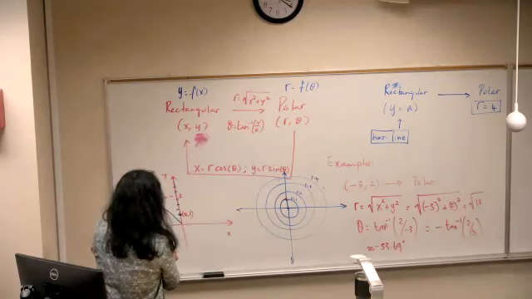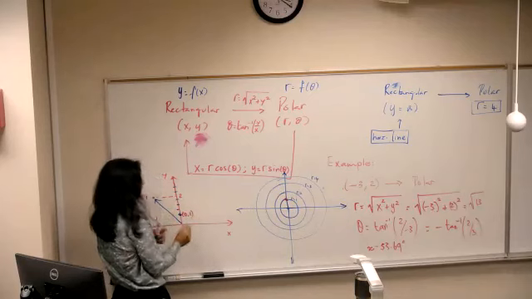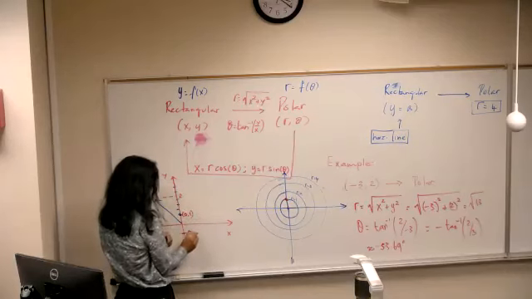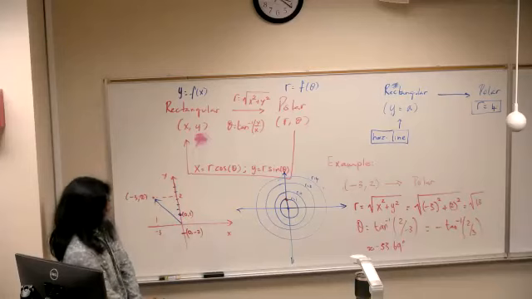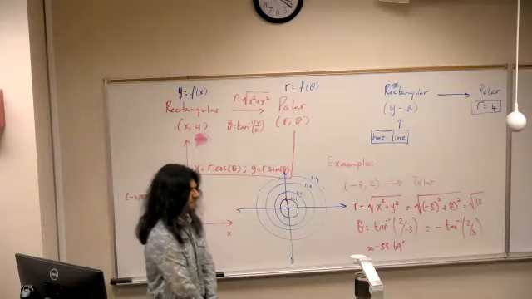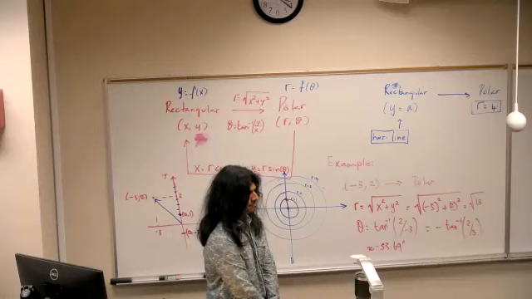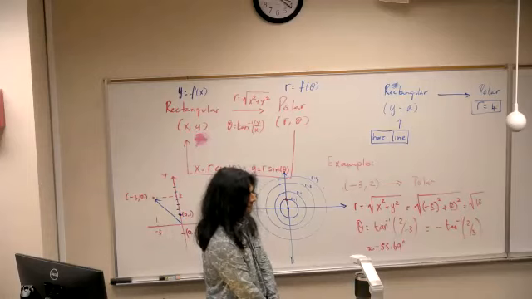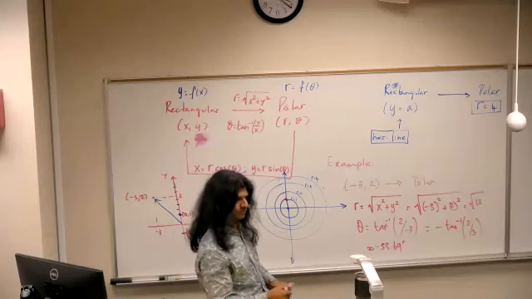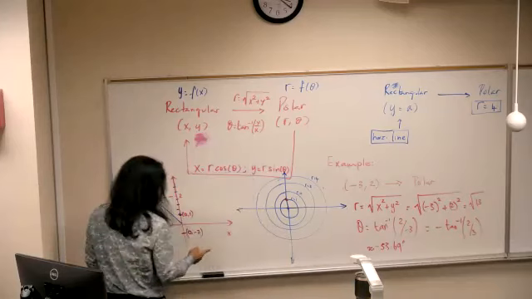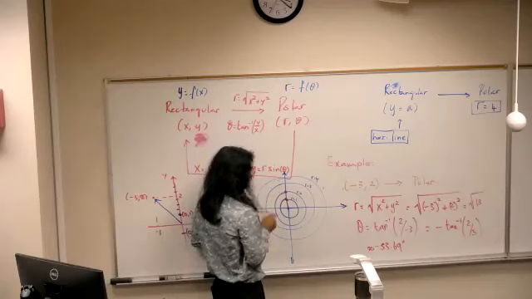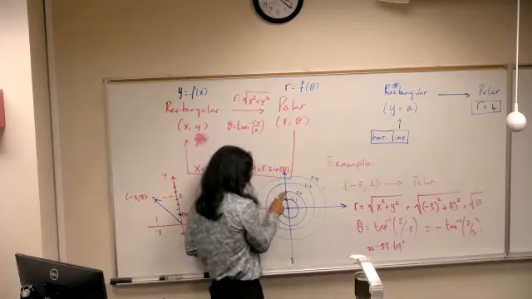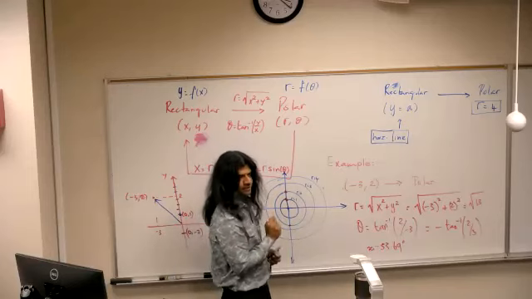Good. Let's pick a negative number. X is 0. Y is any negative number. So I'm going to pick negative 2. If you plug in there, what is r? 2. What is the angle? Pi over 2, right? So r would be 2, pi over 2, but what you've got to know is it could be that point or that point.